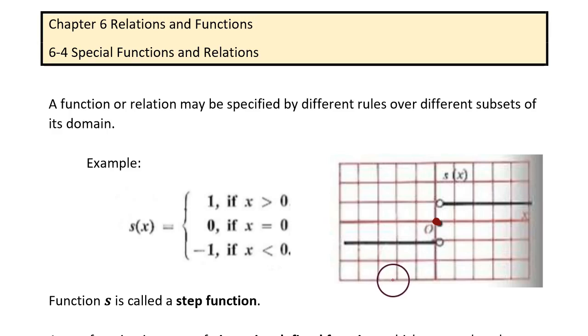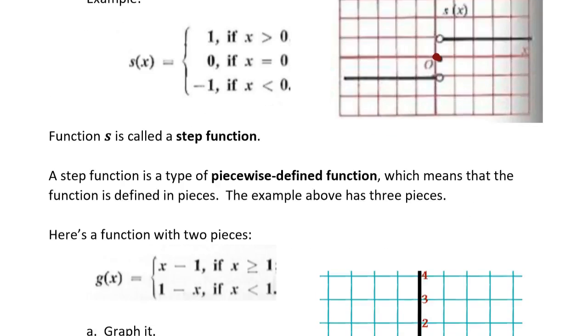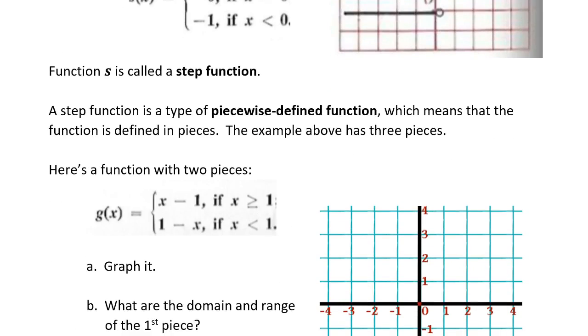Function s is an example of a step function. And no doubt you see why it's called a step function. It looks like it has steps, like stair steps. A step function is a type of piecewise defined function. That simply means the function is defined in pieces. Function s had 3 distinct pieces to it. Here's a function with 2 pieces.